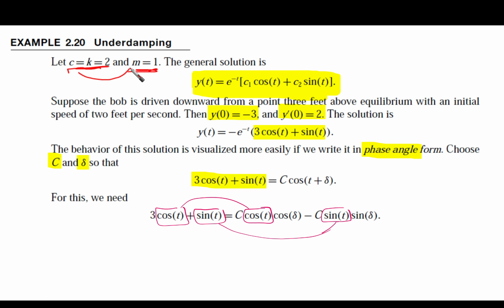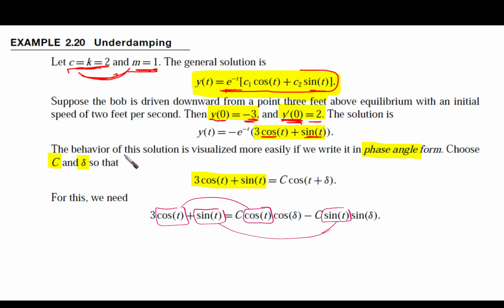We're going to put c and k equal to 2, m equal to 1. If you calculate c squared minus 4km, it will be less than 0. And the general solution is going to be e to minus t times c1 cosine t plus c2 sine t. Okay, so we are going to have the initial conditions y of 0 equals minus 3. This means that the bulb is driven downward, minus 3, and the velocity was 2. The solution in this case, based on this equation, is going to be minus e to minus t times 3 cosine t plus sine t.